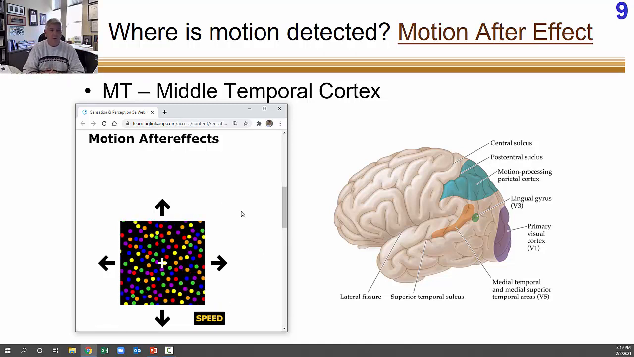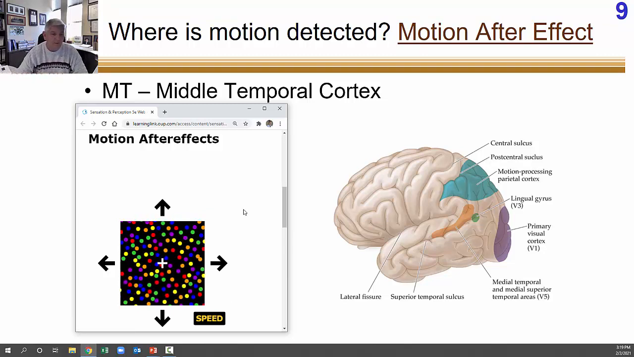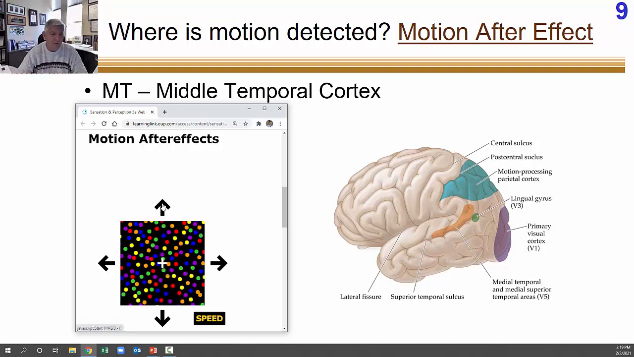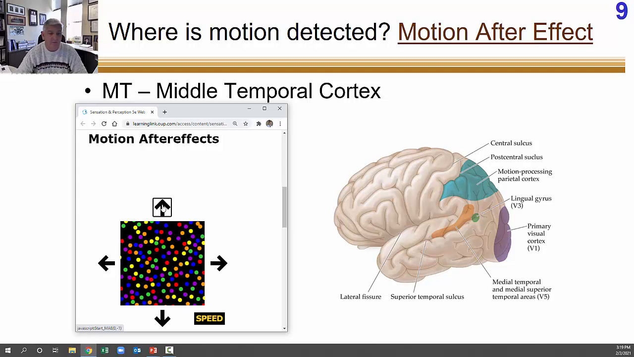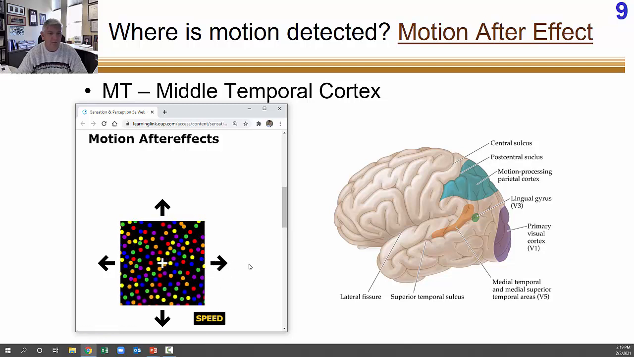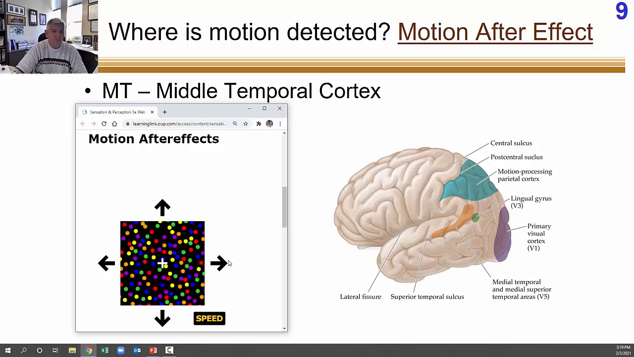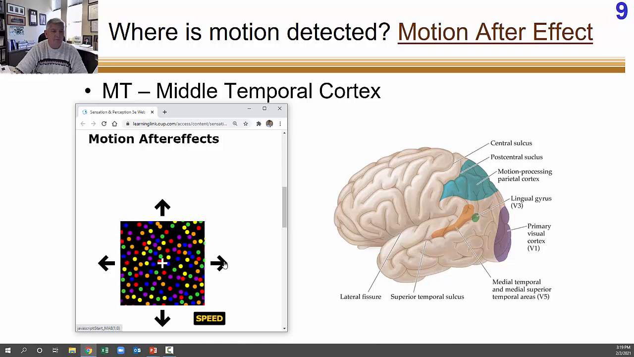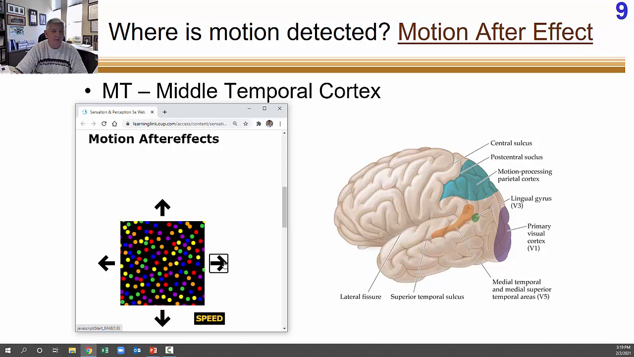So focus on the white cross there, and the dots are all moving up, right? And what happens now? They're slowly drifting down, but actually they're not moving. You can put your finger on the screen and see that they're not moving, right? And if we now go to the right, we're adapting our middle temporal cortex. And now the dots are slowly moving backwards, even though they're not moving at all.